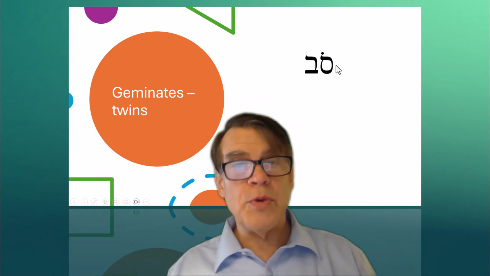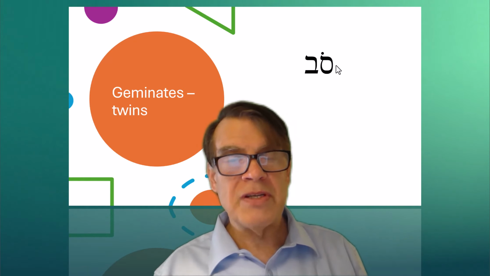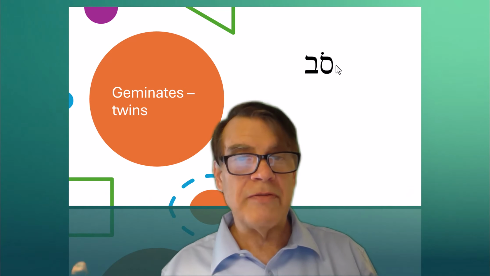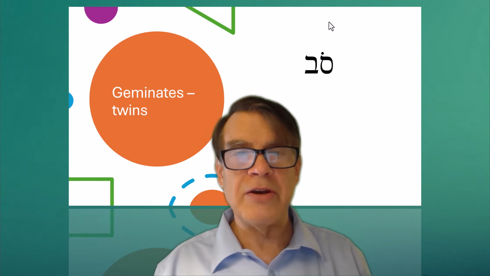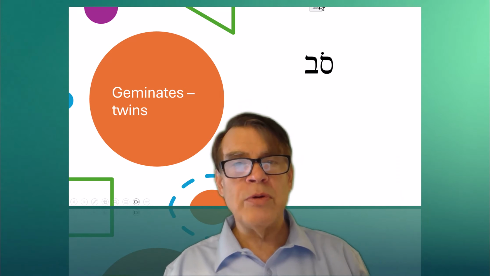So you've got first weak, middle weak, final weak. These are weak verbs, and that's why katal was chosen as the model verb, because it's strong. Its letters don't go away. This has been a video on Hebrew detective work.